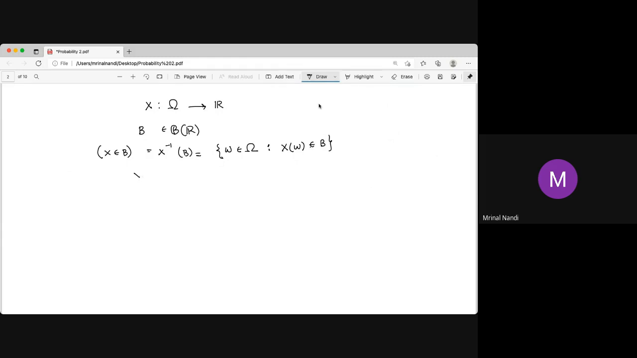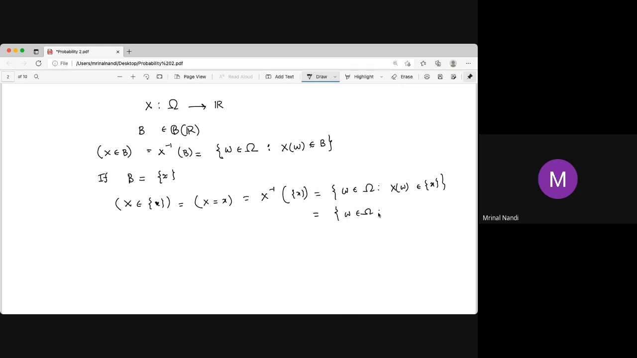And if B is a singleton element, because every singleton is a Borel set, say just a single element x, then this is actually equal to X equal to x. We just write X equal to x. That means it is X inverse of the set containing x. And by definition, the left hand side is a notation, and the definition is the right hand side. What I have written now is omega belongs to omega such that X of omega belongs to the set containing only x. So what is the meaning of that? That means X of omega is equal to x. Just X of omega equal to x.